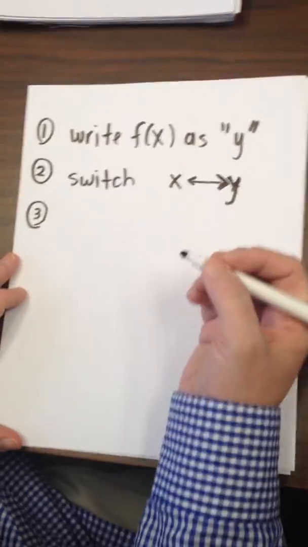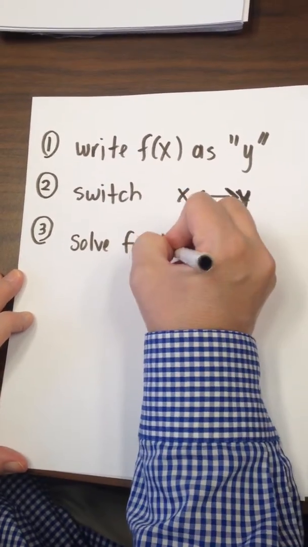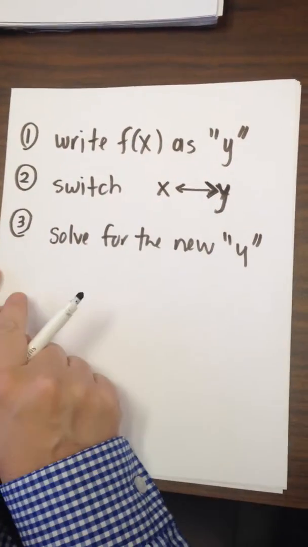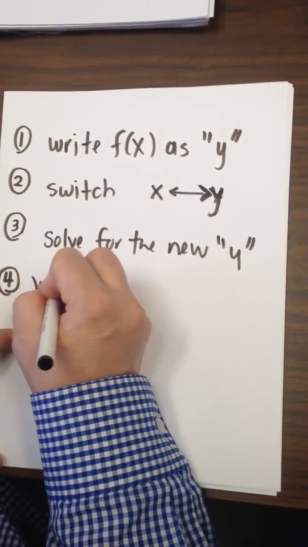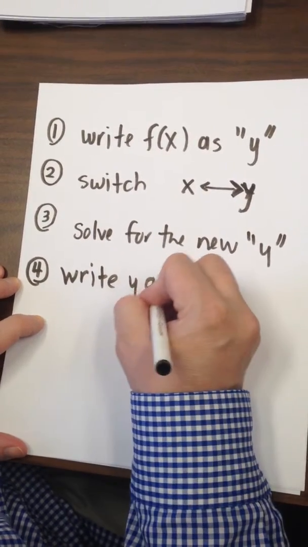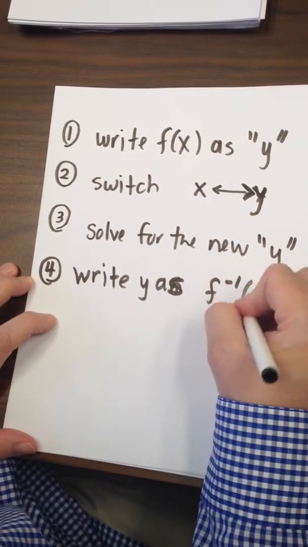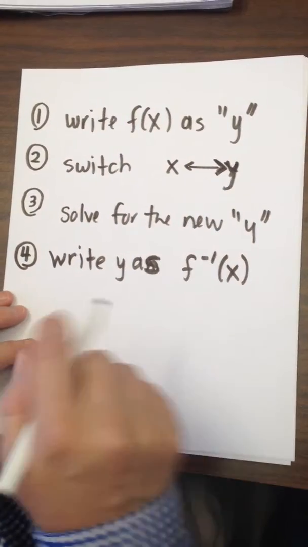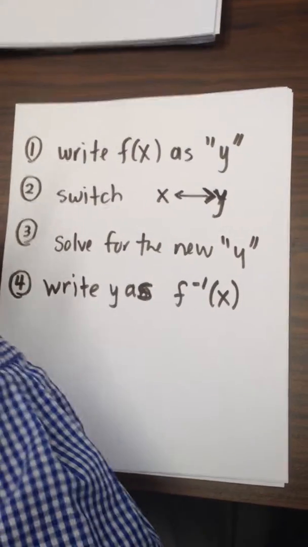The third thing you want to do is to solve for the new y. And I say the new y because the new y used to be x, right? We switched it. And fourth of all, once you've solved for y and have it by itself, you want to write y as f inverse of x. Because now the y is the inverse function. You've found the inverse. So these are the steps for finding an inverse function. Let's do an example with an actual function.